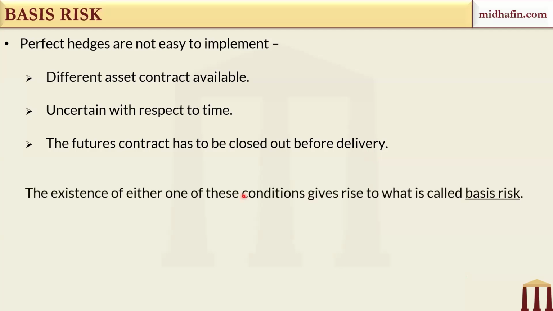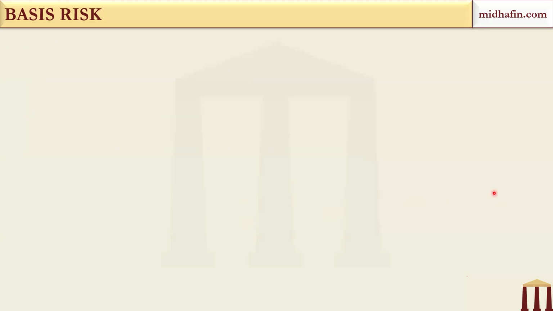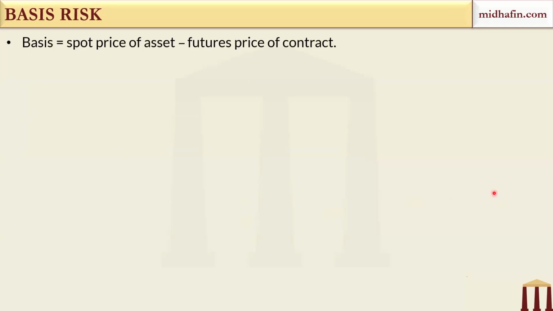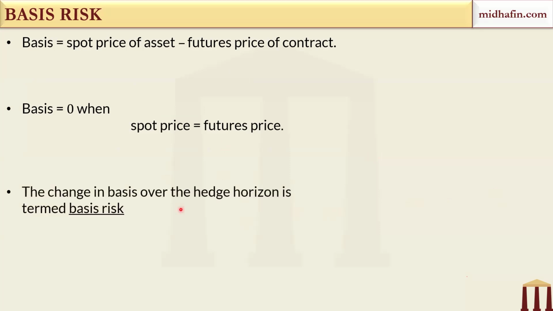So the existence of any of these conditions gives rise to what is called basis risk. Okay, fine. So what is basis? Basis is equal to spot price minus futures price. In fact, in many books, basis can also be written as futures minus spot, but most of the books use this convention: spot price minus futures. So basis is equal to 0 when spot price is equal to futures price, and the change in basis over the hedge horizon is known as basis risk.